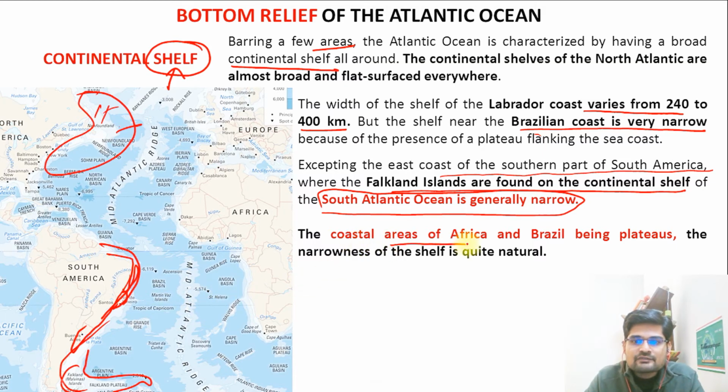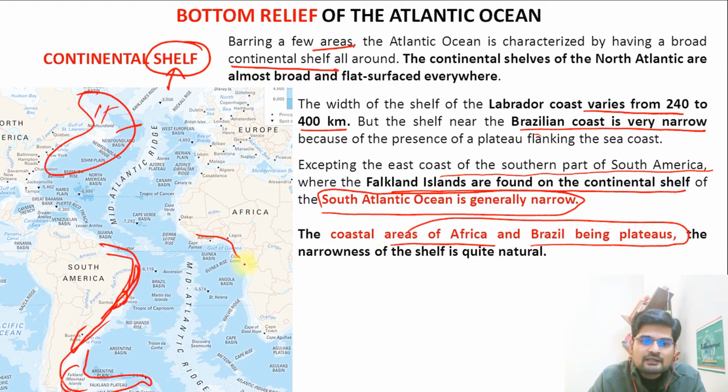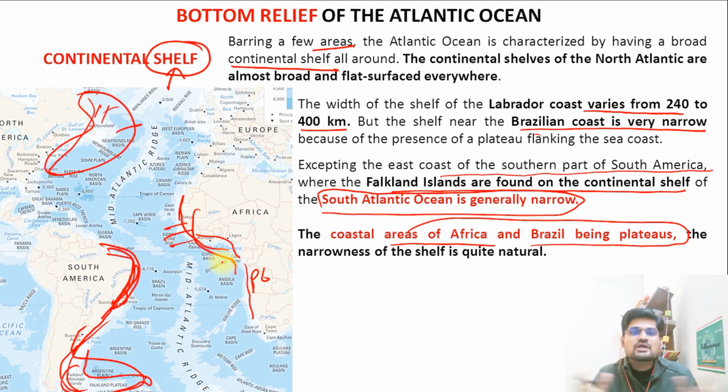While the coastal areas of Africa and Brazil being plateaus. So remember, the coastal areas of Africa and Brazil are mostly plateau areas, and that's why you don't have a larger shelf, right? So here in north and here in south you have a bigger shelf, but mostly in this particular middle belt you don't have a huge shelf in the bottom relief that we understand.